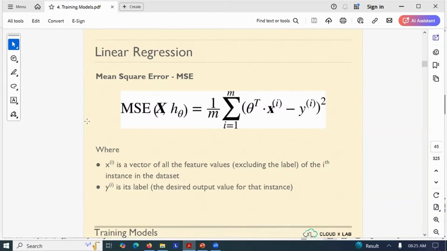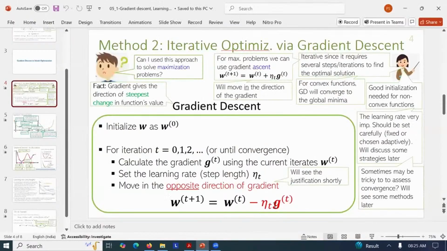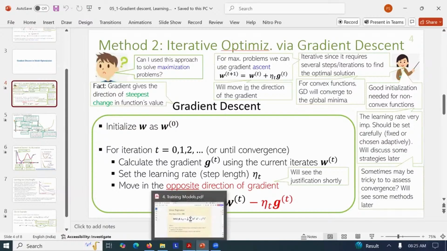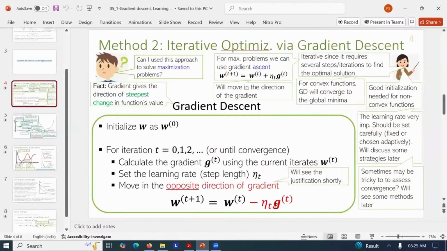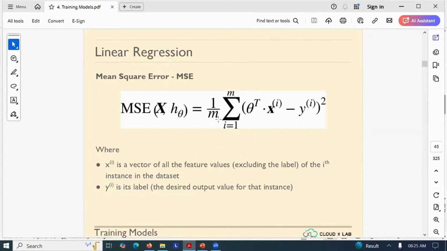Since here we are calculating this error using all training data, if we differentiate this function with respect to the unknown parameter theta, then we will get one gradient vector. And if we use such a gradient vector, then that method is called batch gradient descent, right? Because in batch we compute this gradient using all training data.